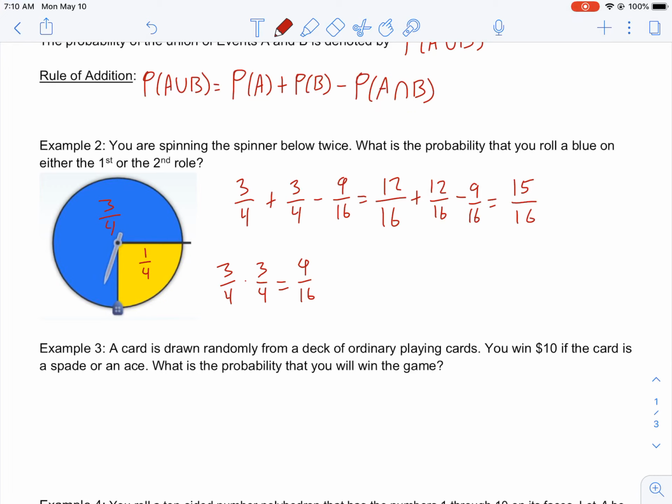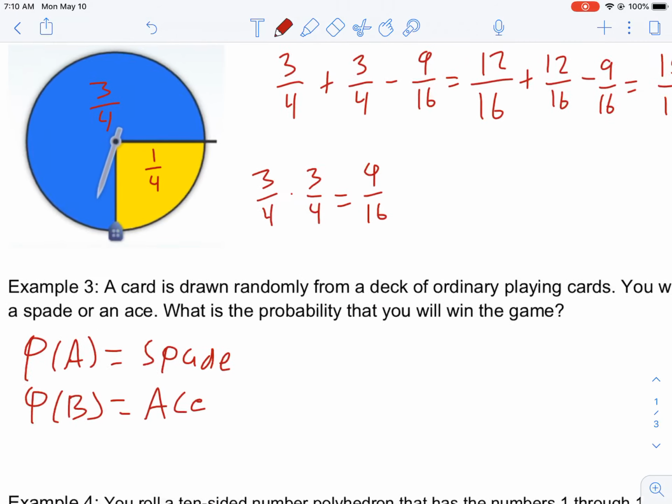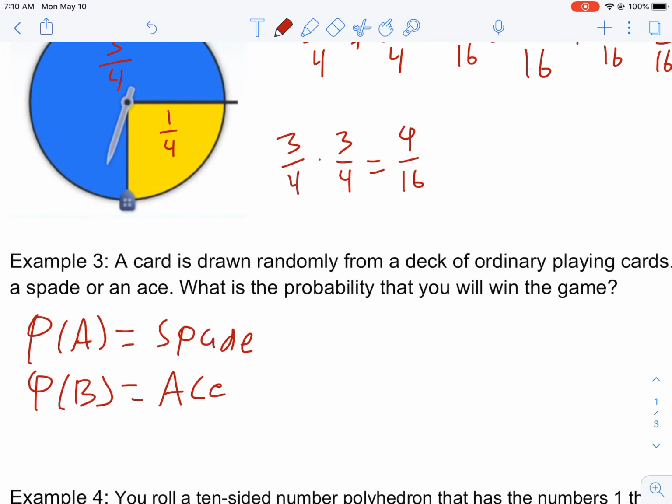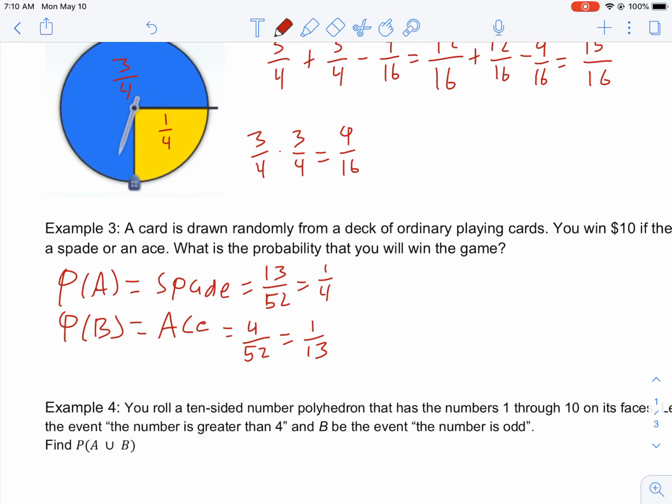So we've got spade, so we can say the probability of A is spade, and the probability of B is ace, okay? So, what is the probability that you pull a spade? Well, we know that there are 13 of each suit, so that's 13 out of 52, which is the same as a fourth, okay? And then what's the probability that you pull an ace? Well, we know there are 4 aces, and then that's 1/13, right? 1 out of every 13 is an ace, because there's 13 different cards.